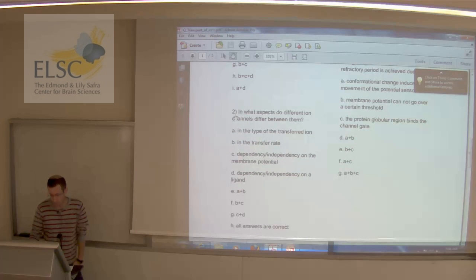Number 2, in what aspects do different ion channels differ between them? In the type of the transferred ion, yep. In the transfer rate, yes, we've mentioned this. Dependency or independency on the membrane potential. So some of them are sensitive to the membrane potential, while others are not. And D, dependency or independency on a ligand. So again, to say that they are sensitive to some stimulus. So H, all answers are correct.